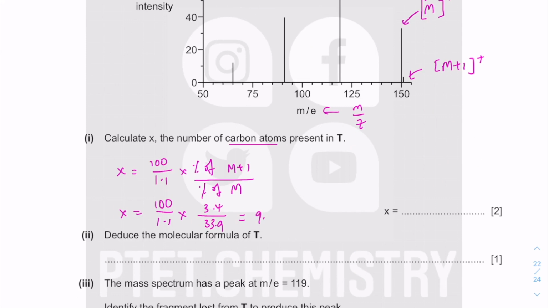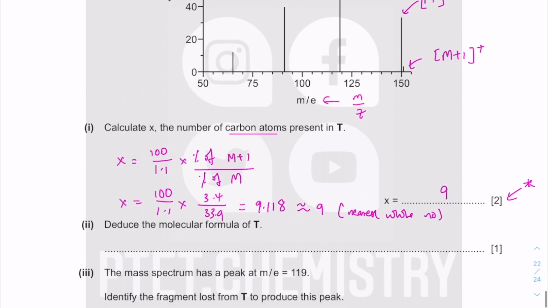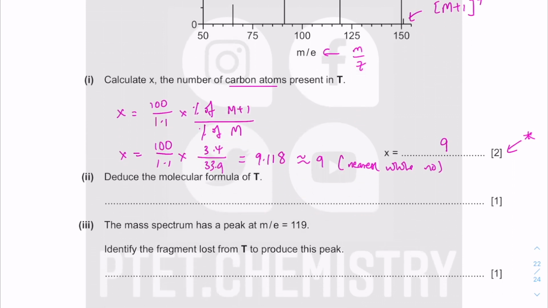I got 9.118, and the number of carbon atoms has to be rounded to the nearest whole number. Not three significant figures, not following the data, because this is the number of carbon atoms. It has got to be a whole number. For 2 marks, you must be doing something wrong if you're not scoring these, presumably because you don't know the formula, and this is clearly stated in the syllabus. Candidates should be able to and so on.